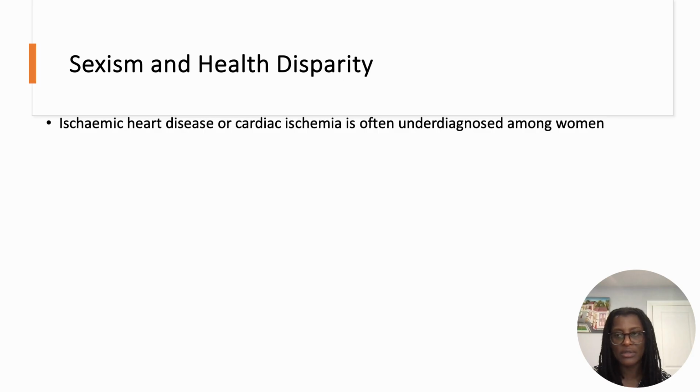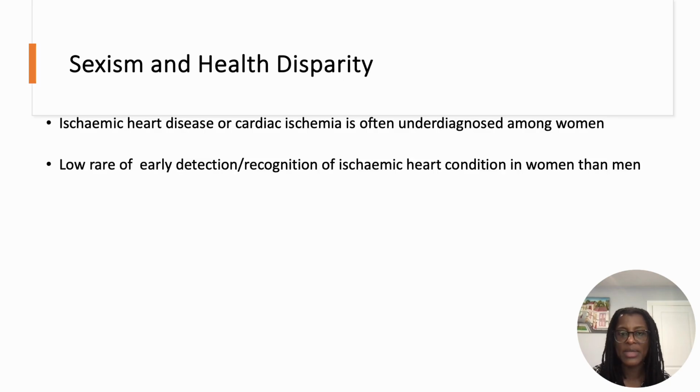The effect of sexism is shown in so many various conditions that plague women who have these experiences, in comparison to those who do not report being a victim of sexism. Heart attack is often underdiagnosed in women, and one of the reasons for that is sexism.